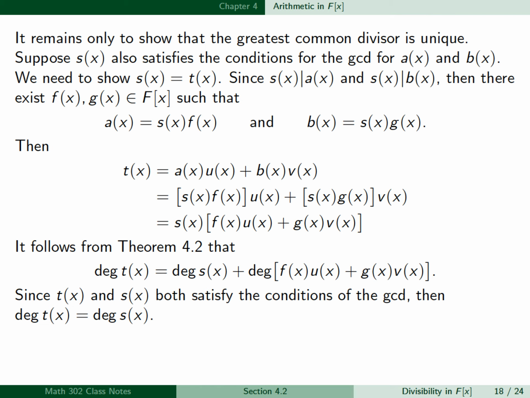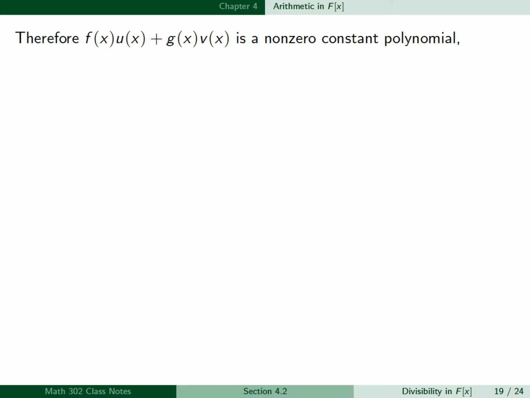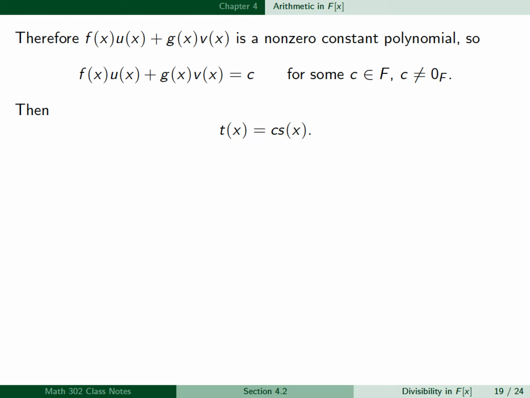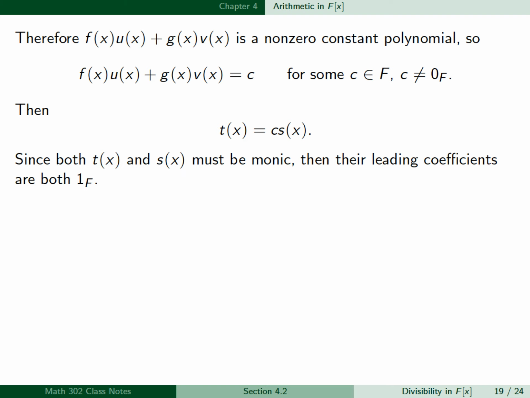Now, since t(x) and s(x) both satisfy the conditions of the GCD, then their degrees must be equal. It then follows that the degree of f(x)u(x) plus g(x)v(x) must be 0. And therefore, f(x)u(x) plus g(x)v(x) is a non-zero constant polynomial. So we can write it as c for some c in F, c not equal to 0. So then t(x) will be equal to c times s(x).